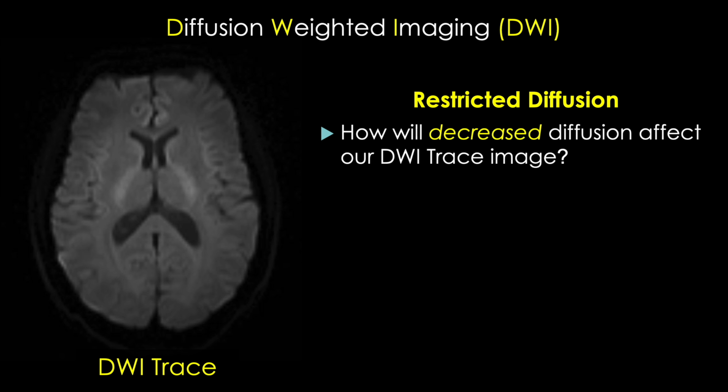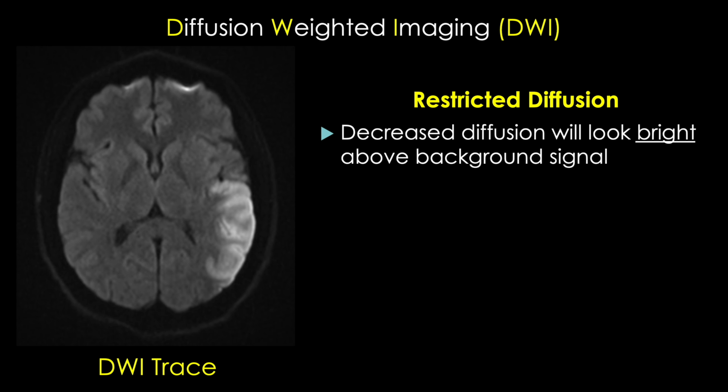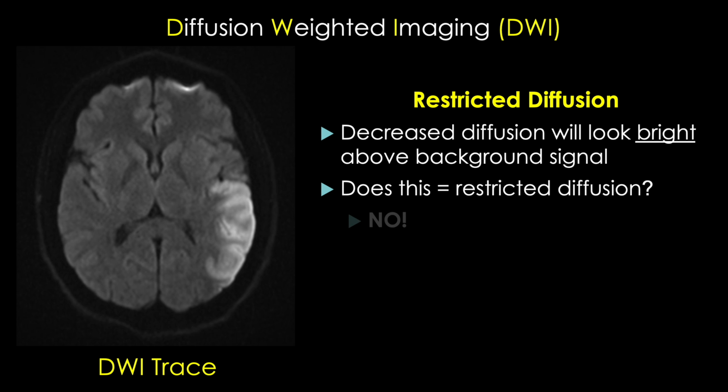If increased water movement, such as CSF flowing within our ventricles, causes signal loss, abnormally decreased water movement will lead to increased signal brighter than that of the healthy brain tissue, as shown here. But here's the million-dollar question. Does this bright signal we see equal restricted diffusion? And the answer is, no, it does not. Let me show you why.